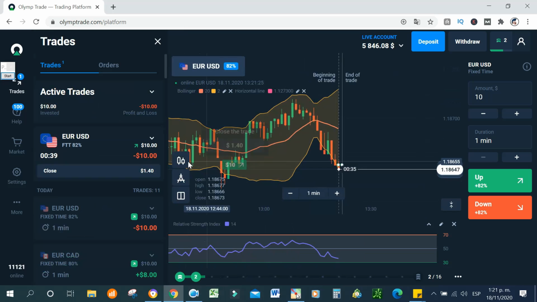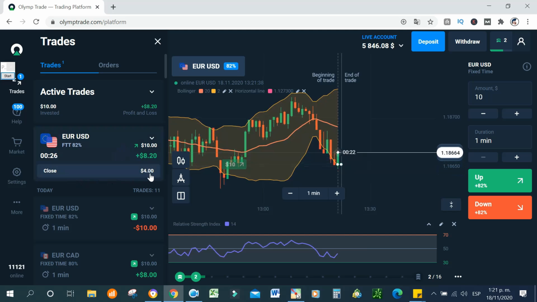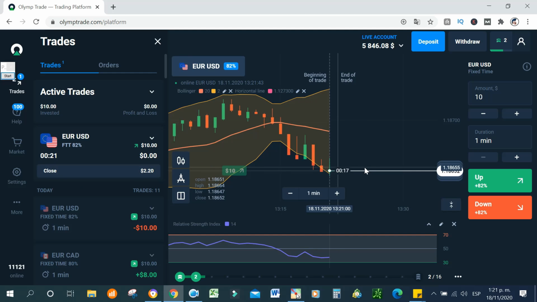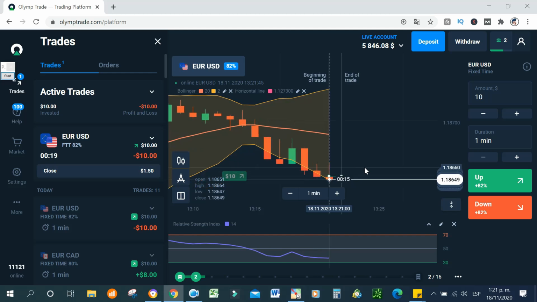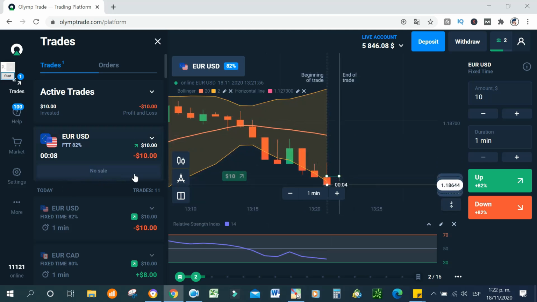Guys, I want to show you something too. You can close the position before expiration whenever you want in this broker. If you click on close, it will close the position with this amount in your favor, or with this amount against you.